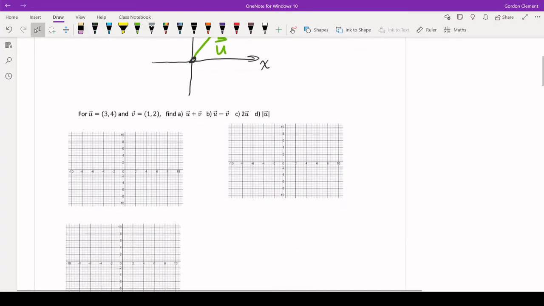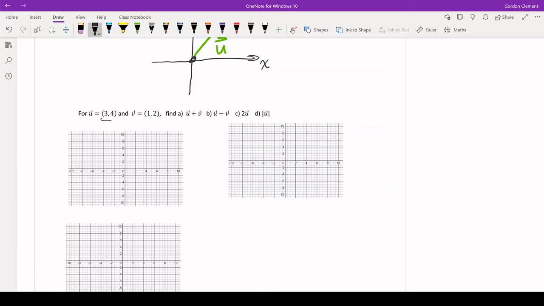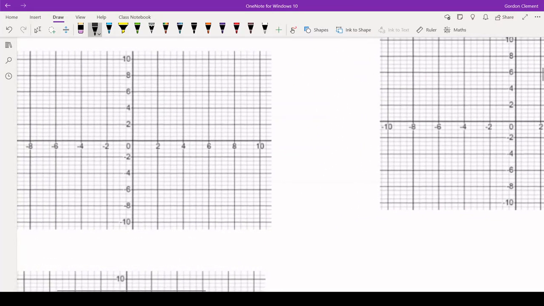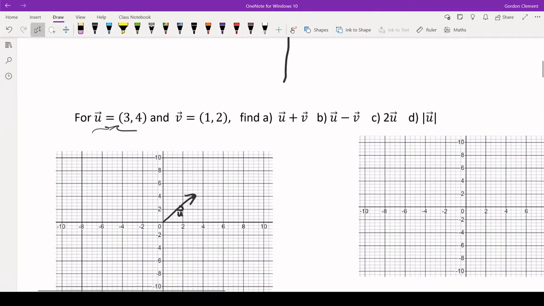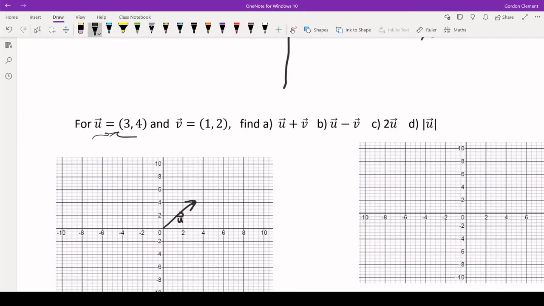So for the vector u = (3, 4) and the vector v = (1, 2), we're going to find u plus v, u minus v, 2u, and the magnitude of u. Again, these look like points, but I know that they're not points because of the context. I'm being told that they are vectors, so I have to consider them as the vector that starts at the origin and ends at (3, 4). So I'll draw this out for the first one. So (3, 4) is there. That is the vector u. The vector v is (1, 2). There's the vector v.